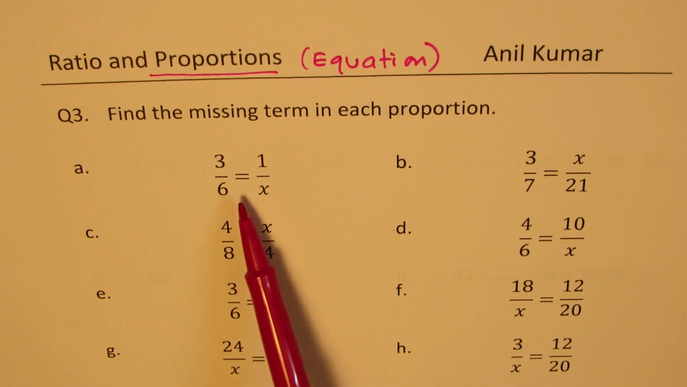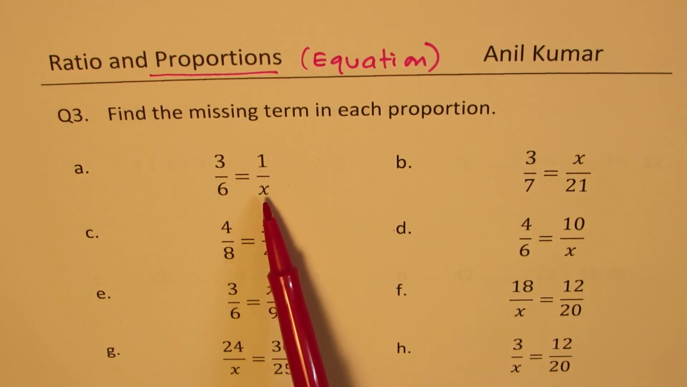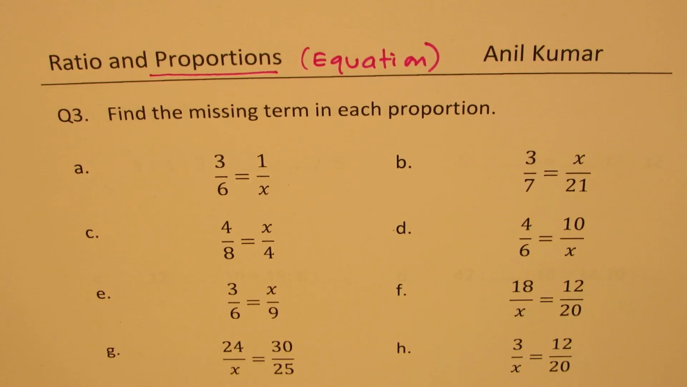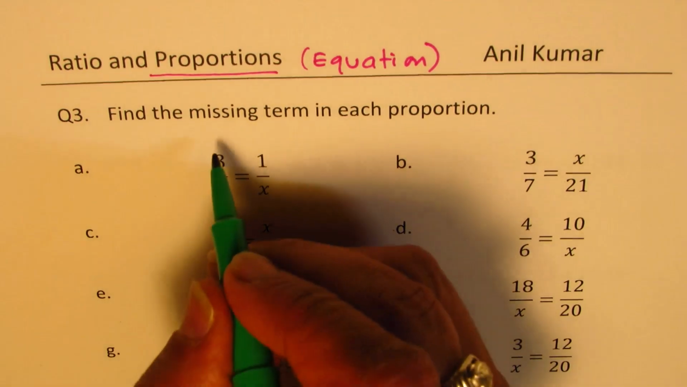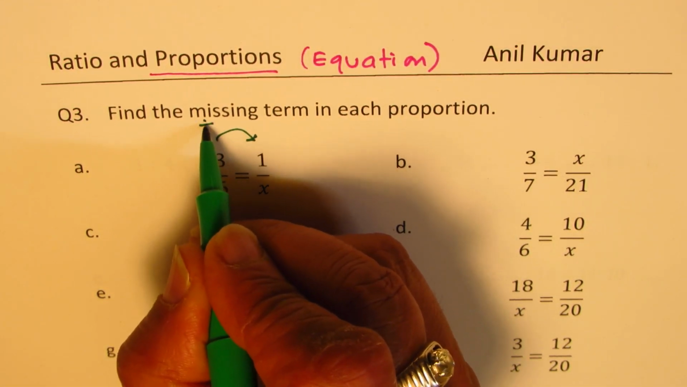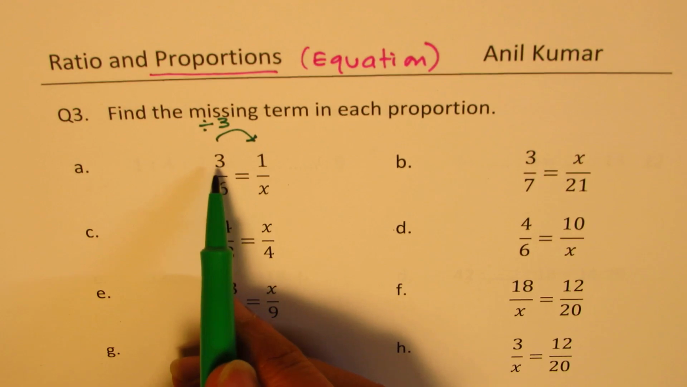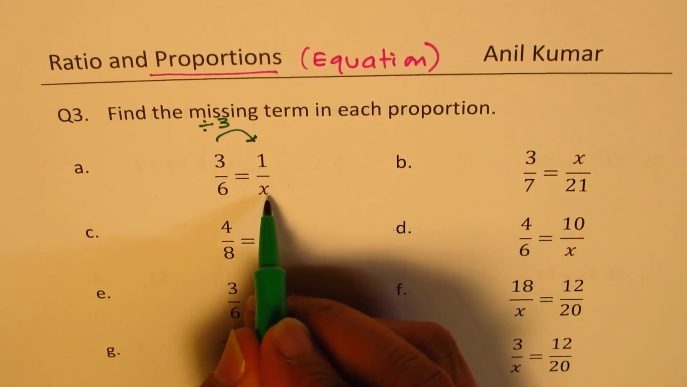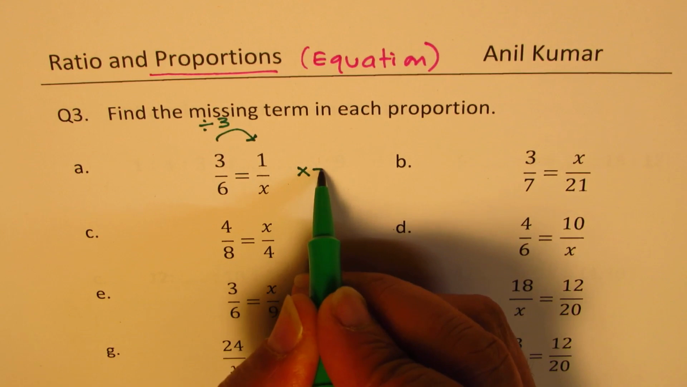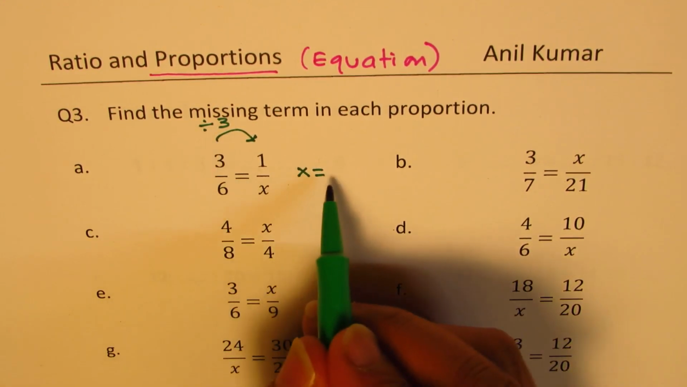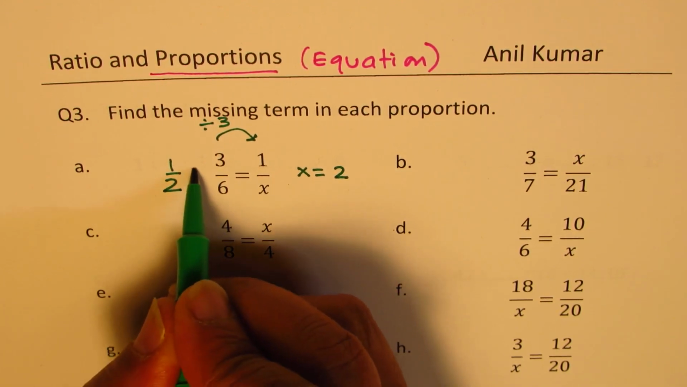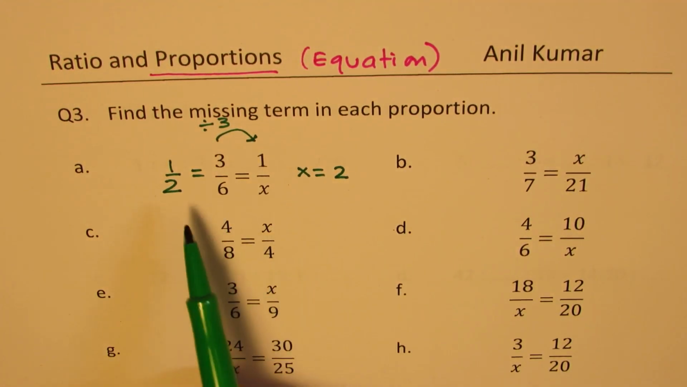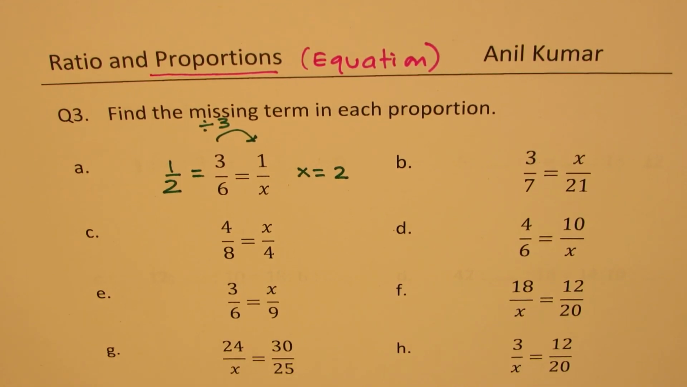So 3 is to 6 equals 1 over x. We need to figure out what this x is. Well, the strategy is the same. How do we get from 3 to 1? Well, what we are doing here is dividing by 3. So when you divide 3 by 3, you get 1. So x should be what? Well, x should be equal to 6 divided by 3, which is 2, correct? So this basic ratio is 1 over 2. Does it make sense to you? So x is 2 for us, right?